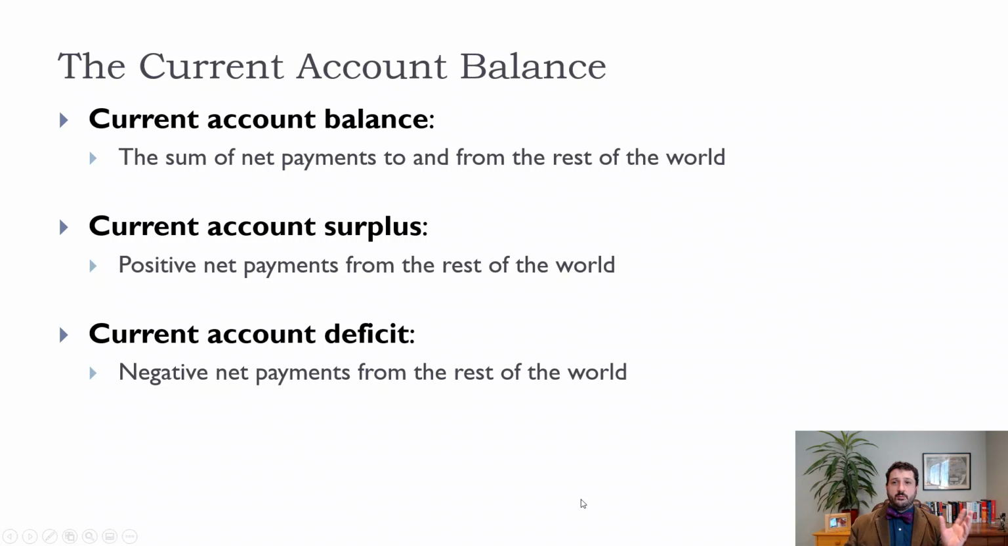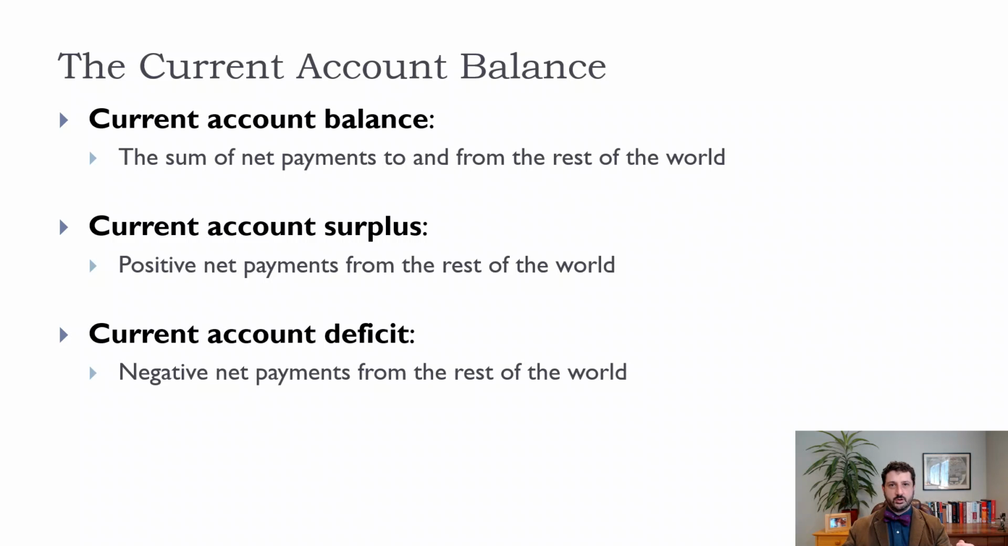So the current account balance, that's just the net, right? So if we have a current account surplus, that means we have positive net payments from the rest of the world. That means we have more foreign currency than we started with. If we have a current account deficit, then it means the rest of the world has more dollars than they started with, right? And so the U.S., because of the trade deficit, tends to have a current account deficit. And so we'll talk about what that means. But that means we're buying more imports than we're exporting.